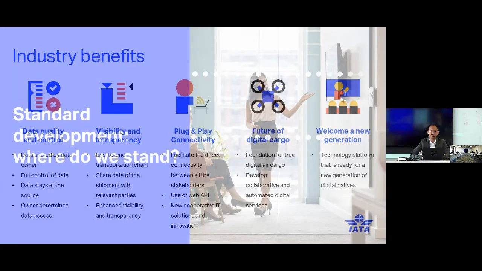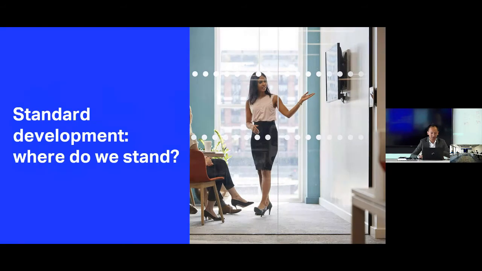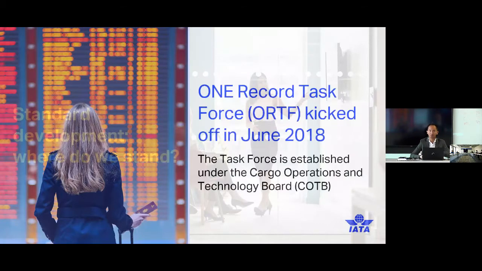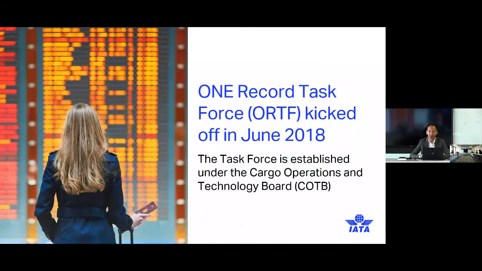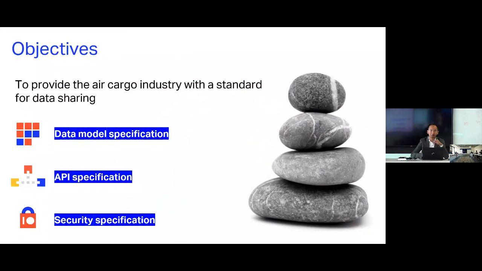Now I will take you through the status of where we stand on the development part. As a reminder, we started this piece of work with the creation of the task force in June 2018 under the Cargo Operations and Technology Board, with the objective to first define a data model to be able to share a common language between the different stakeholders. Then to develop the API specifications to make sure that all the different parties can use the same API to share data. And finally, to specify and define the security requirements to make sure that we can exchange data in a secure manner.